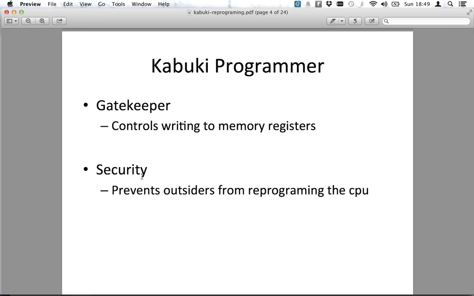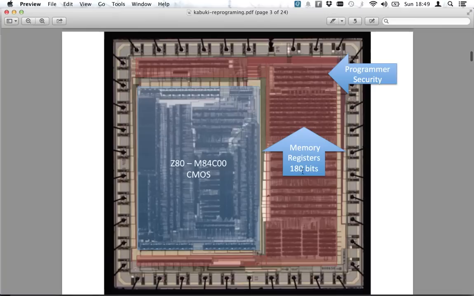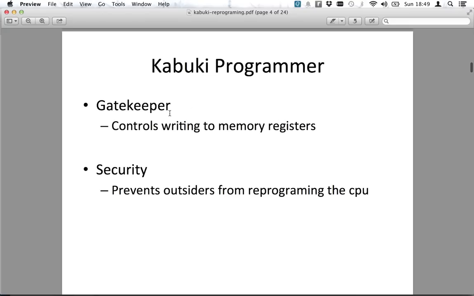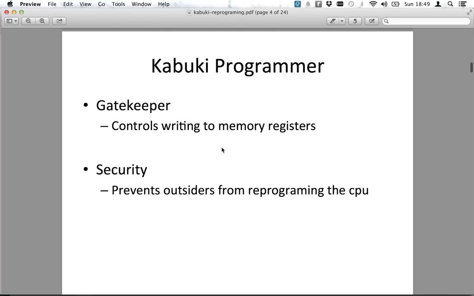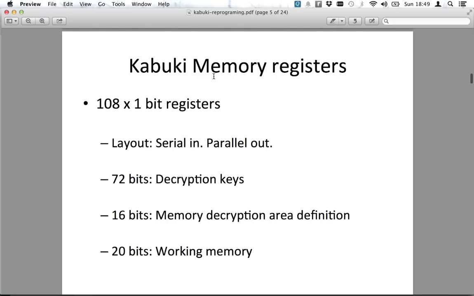So we have a security element which is quite prevalent. It's everywhere, in most of this area up here, and we have the gatekeeper itself. It's this fine line in the middle of the two that grants you access to the memory registers inside of the CPU. And these memory registers, as I said, there are 108 of them, and they are all 1-bit registers.